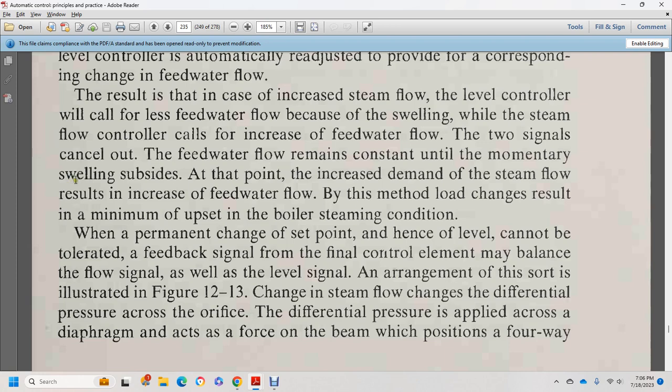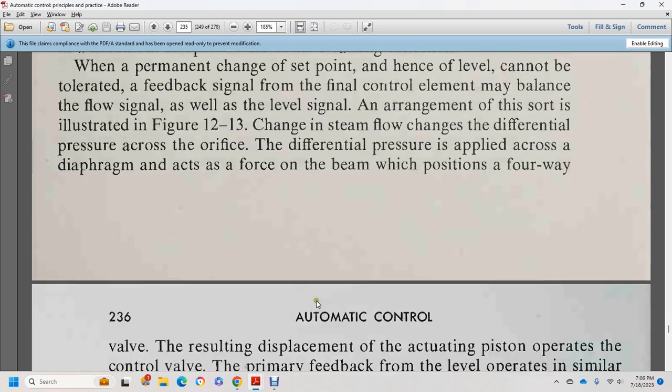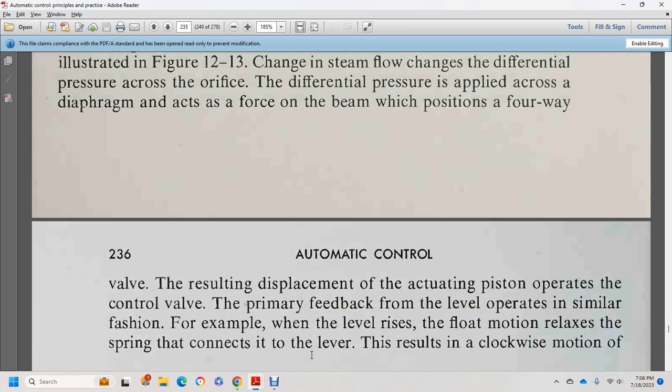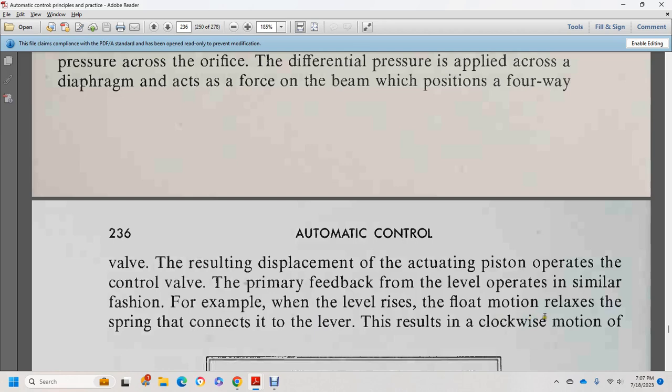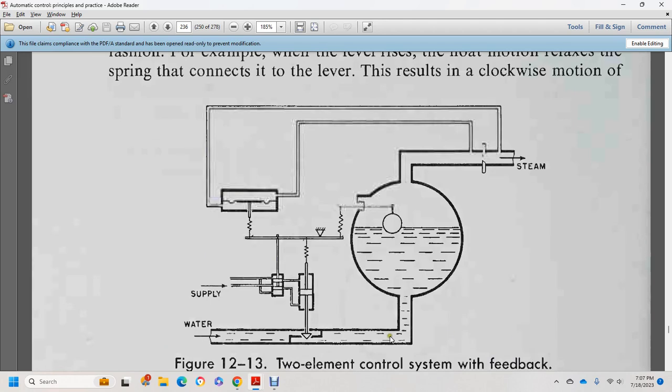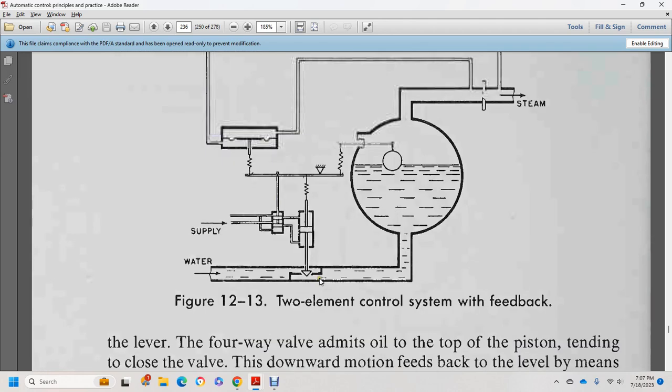Illustrating figure 12-13, the steam flow chain uses a differential pressure. The differential pressure that is applied across the diaphragm acts as a force on the beam, which positions the four-way valve, resulting in displacement of the actuating piston and the operator for the control valve. The primary feedback with the level operates in a similar fashion. For example, the rise of the flow motion relaxes the spring that is connected to the lever, resulting in clockwise motion, and shows the supply of water and steam, a two-element control system feedback.